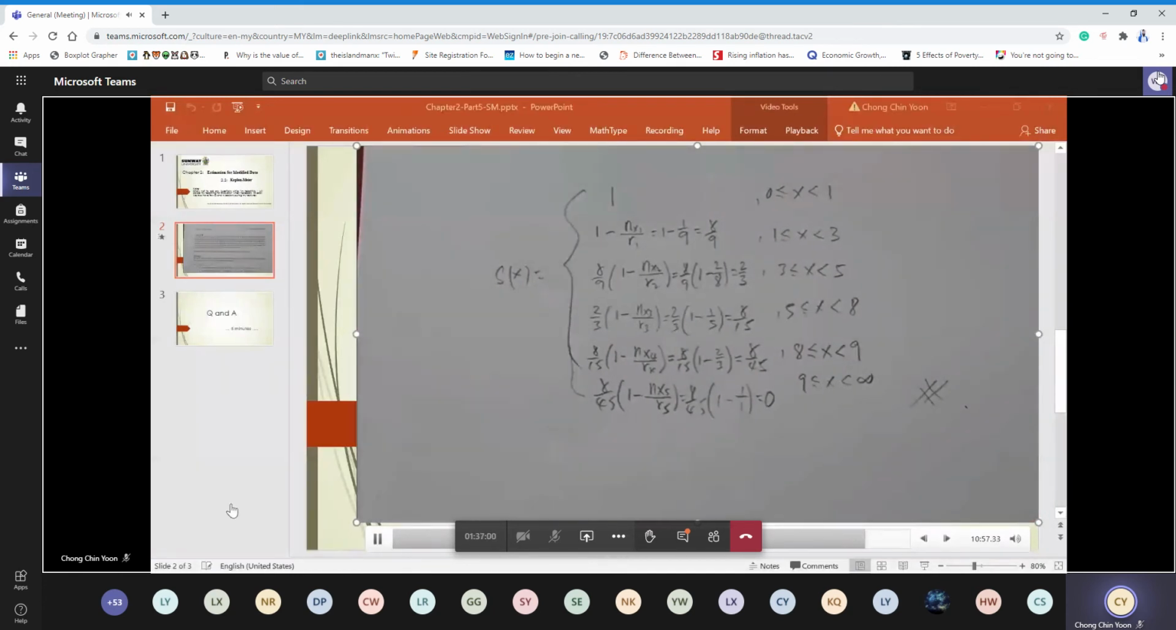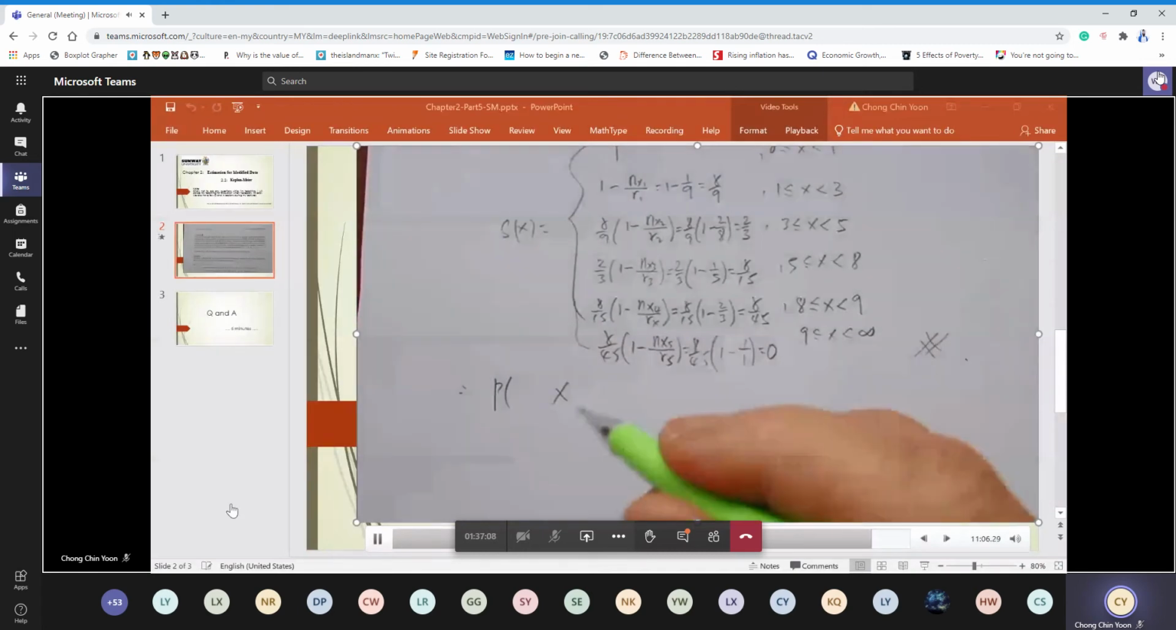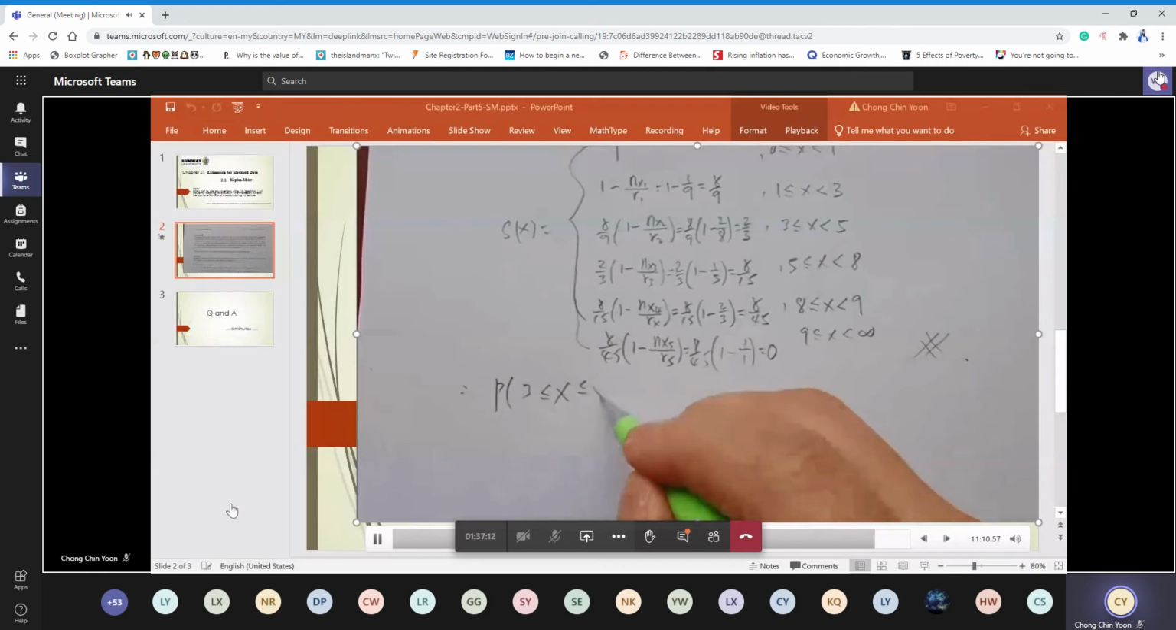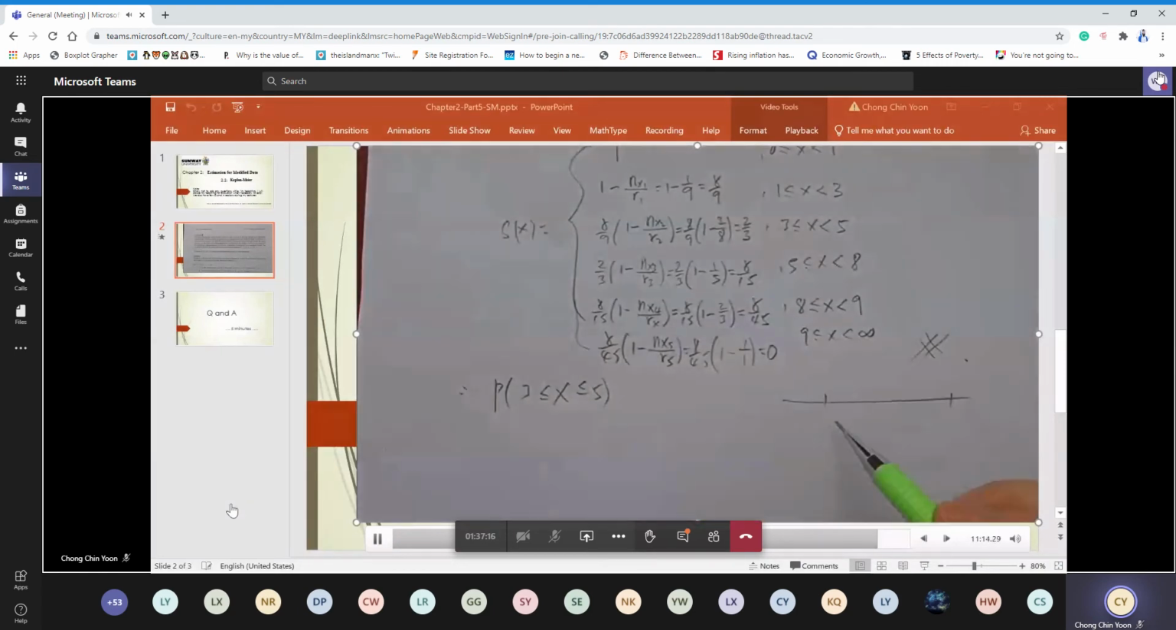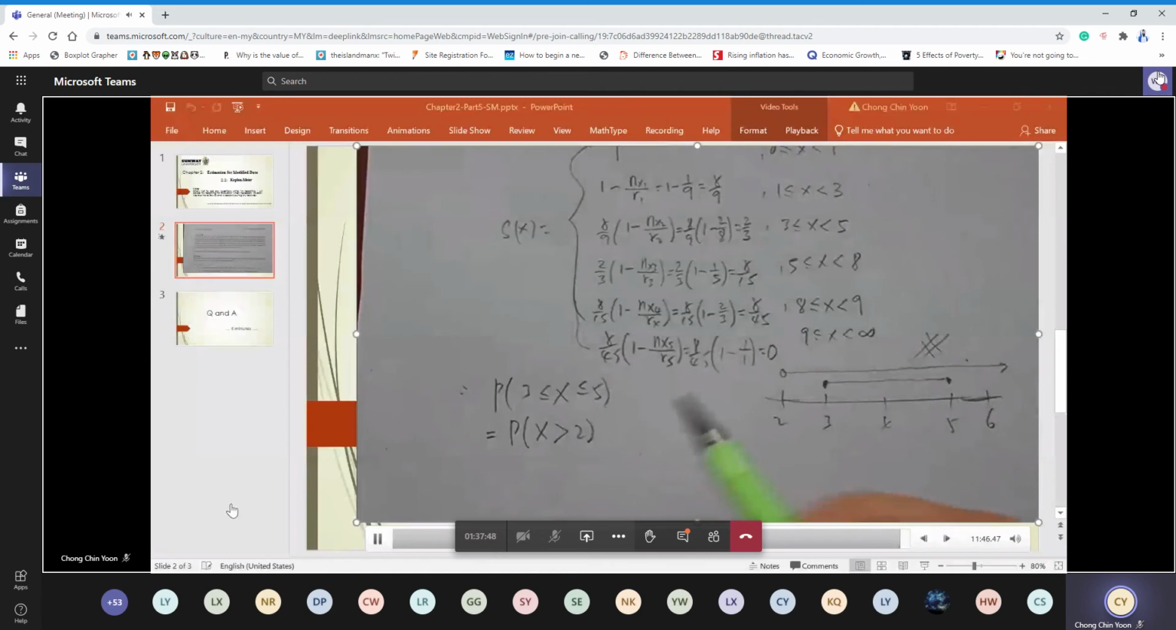Now, our aim for this question actually is to find this probability. So this probability for this random variable x is between 3 to 5. So that means if you draw the line diagram, we have 3, 4, 5. We have to take this interval, and we have 2 and 6 here. So in other words, in order to change in terms of survival, this will be equal to the probability that x must be greater than 2, because this is discrete, and minus this probability that x is greater than 5.